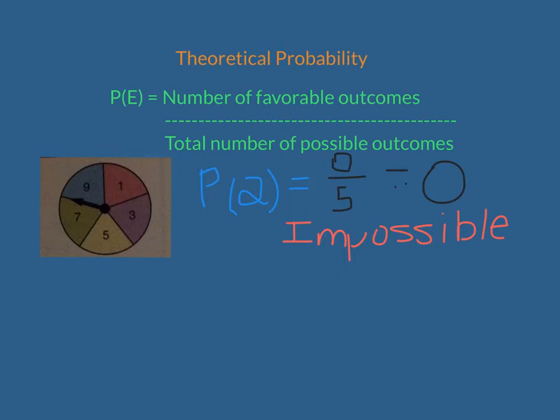Let's take a look at the probability then of spinning an odd number, any odd number. So we take a look again, and all of those are odd numbers. So there's 5 odd numbers listed out of 5 spaces. 5 over 5 equals 1, so you're certain to spin an odd number.